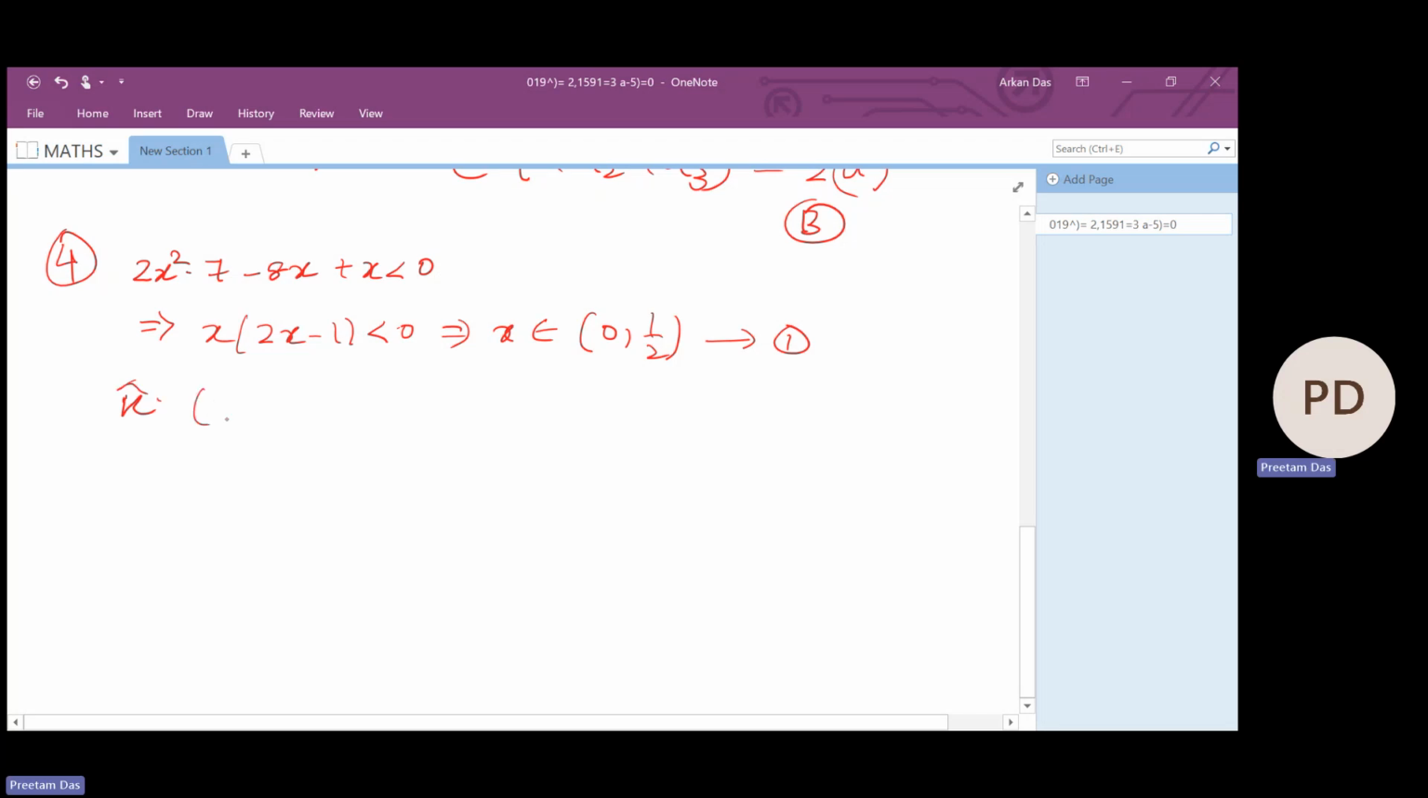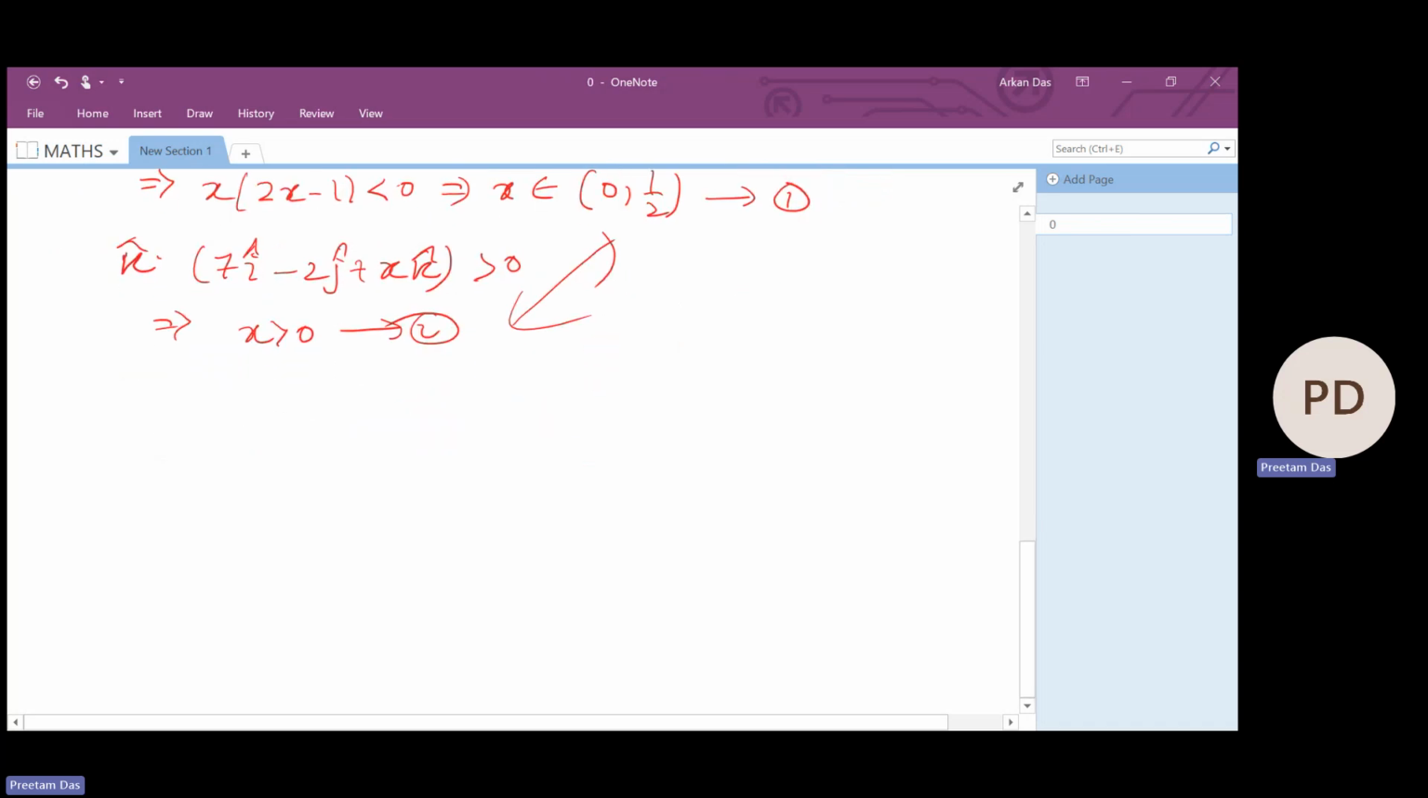K cap dot 7 I cap minus 2j cap plus x k cap will be positive. Okay. Now again, this one you have to solve. Very easy to solve. If you solve this, you will get x is positive. Fine. More or less they agree to each other. Okay. Now what is the last thing that they have given? That angle is also less than pi by 6.